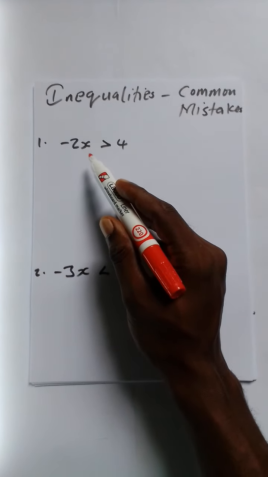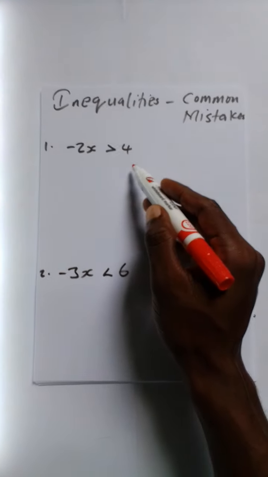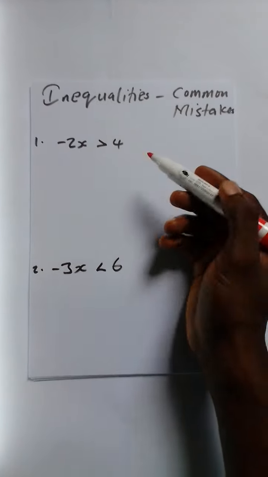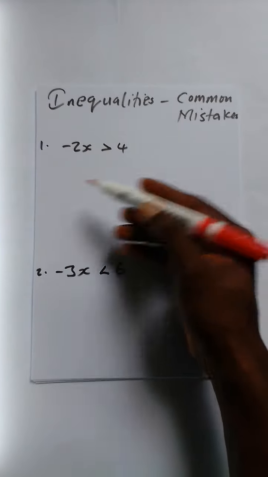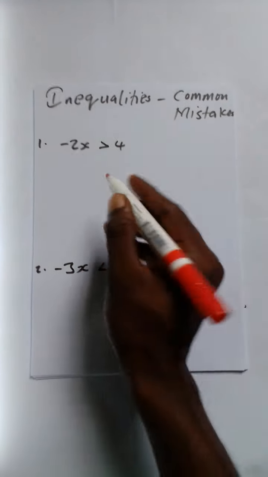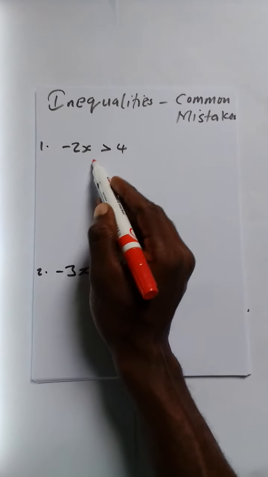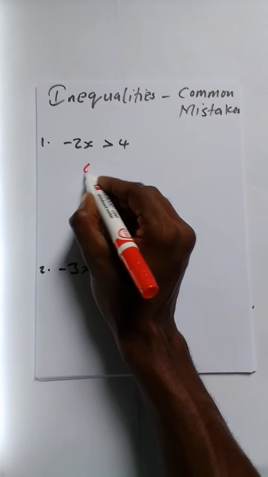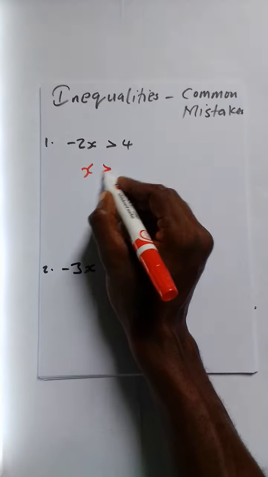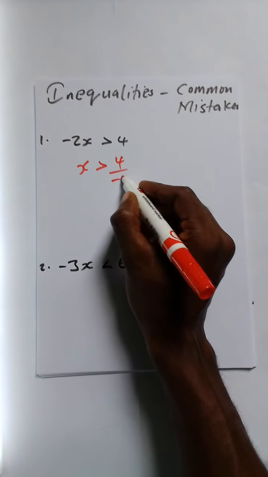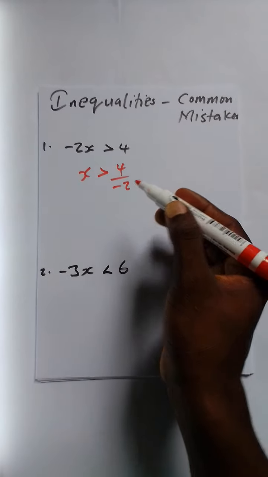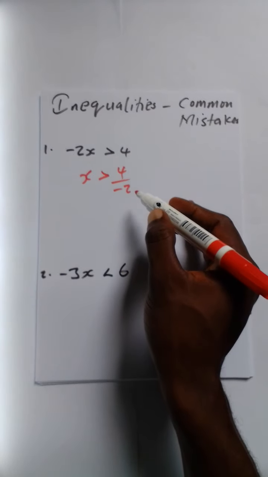Now look at this first one. It says minus 2x is greater than 4. Most times when people are faced with this type of inequality, some will tell you that you are supposed to divide both sides by minus 2. Of course, that's not wrong. If you divide both sides by minus 2, you have x is greater than 4 upon minus 2. That's where people get it wrong. Some will say this is the answer, but this is not the answer.